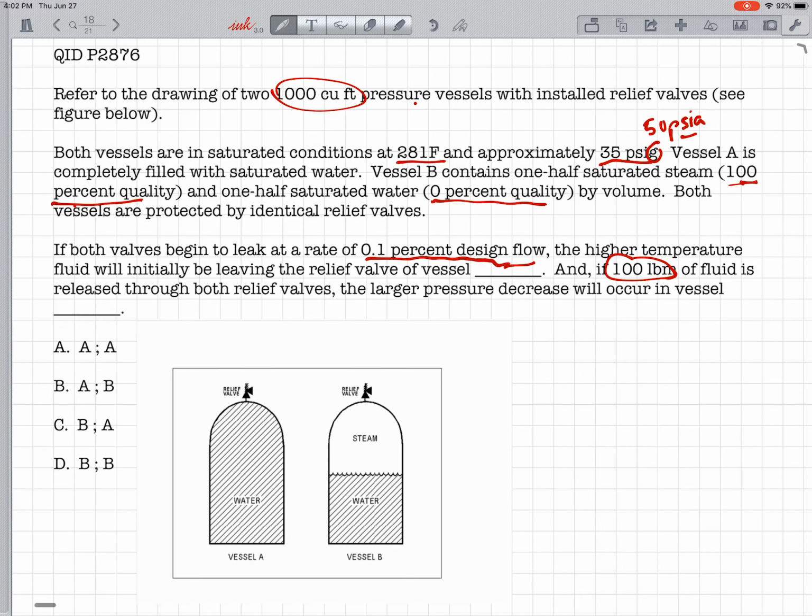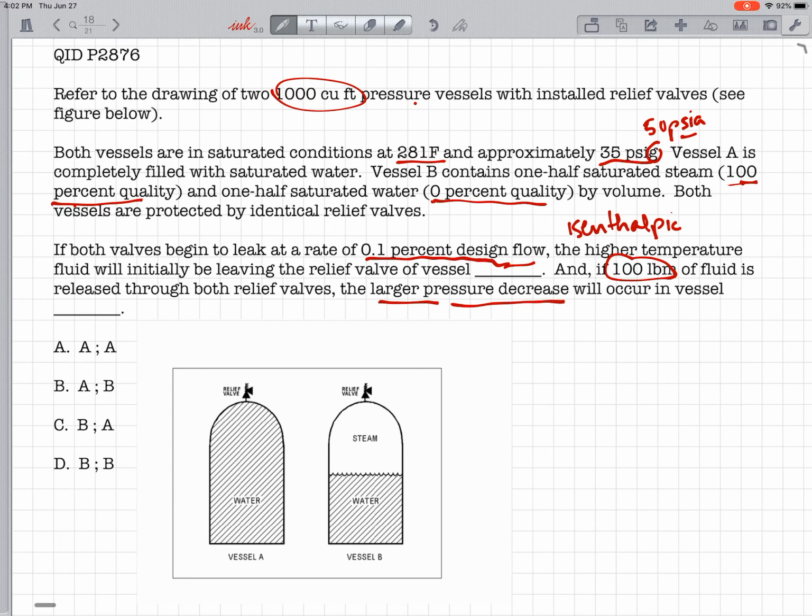If both valves begin to leak at a rate of 0.1% design flow, I guess that's just a way to tell us it's isenthalpic. The higher temperature fluid will initially be leaving the relief valve of vessel blank. Okay. And if 1,000 pounds mass of fluid is released through both relief valves, a larger pressure decrease will occur in vessel B.